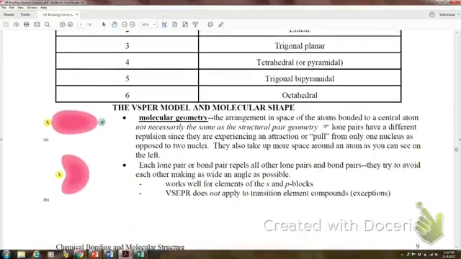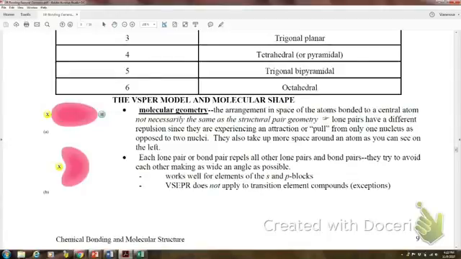So here we have the molecular VSEPR model and shape. It's the arrangement of the atoms bonded to the central atom, so it's not necessarily a structural pair. Lone pairs, we said, have different repulsions because of the electron-electron repulsion, so they actually take up a little bit of space. They have different repulsions since they are experiencing a pull from only one nucleus as opposed to two nuclei. When something is bonded, those electrons are experiencing an attraction to both nuclei, but the lone pairs are only feeling it for that one particular atom.